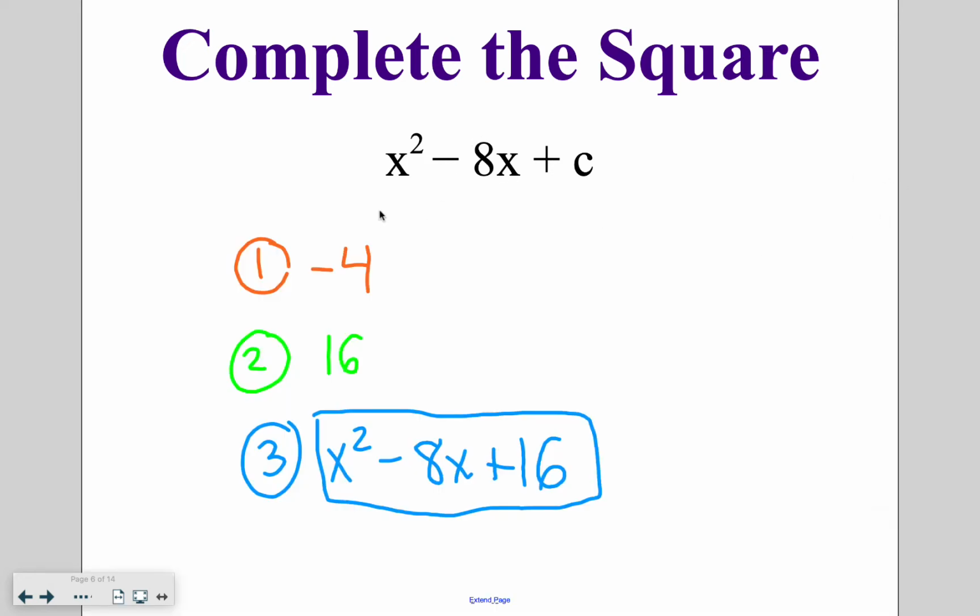So we half 8 because our b value is negative 8. Half of that is negative 4. Squaring that gives us 16. So our perfect square trinomial is x squared minus 8x plus 16.